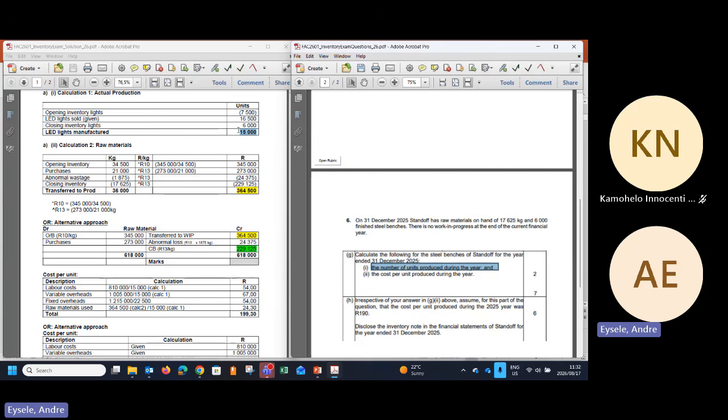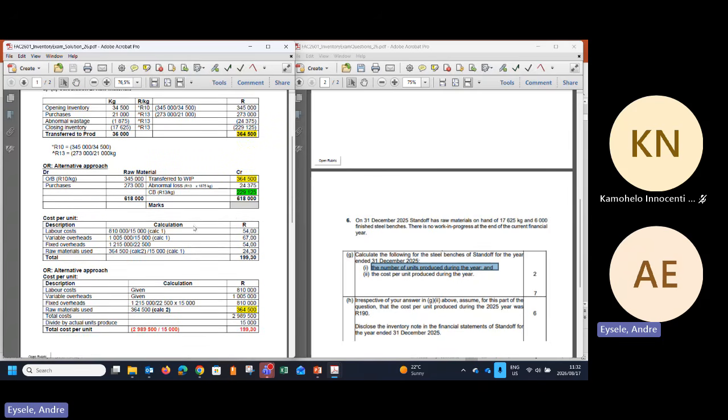What are we trying to achieve now? The cost for these benches. Remember, raw materials is part of cost. That is now 364,500. We determined that by taking the opening stock plus your purchases, less wastages, less closing stock. This closing stock value will form part of the stock value in your statement of financial position as part of inventory. Remember, inventory can consist of raw materials, work in progress, finished goods. But for the 15,000 units that we produced, we need to determine what that cost is.